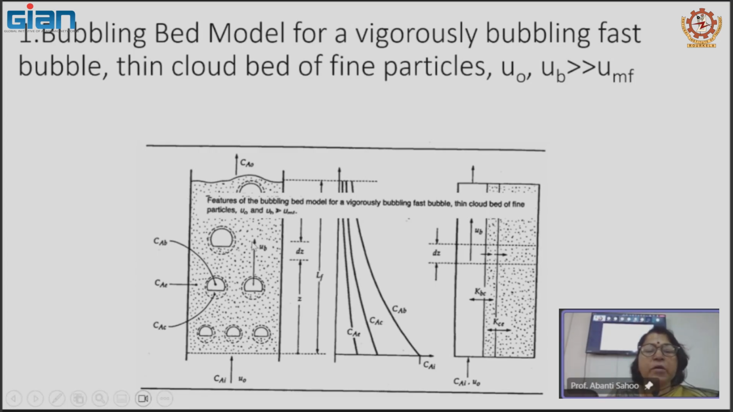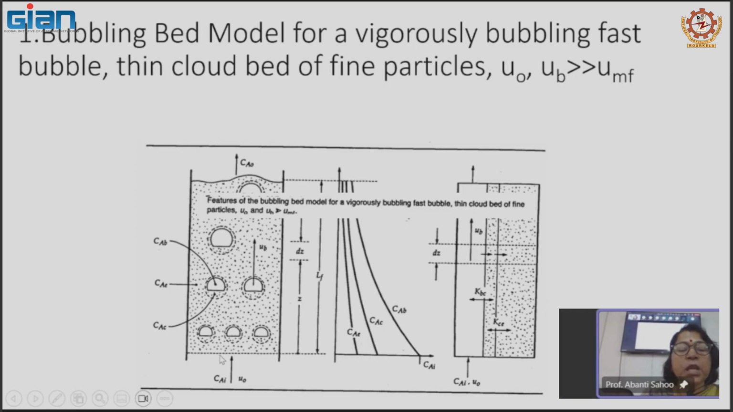When the bed is uniformly fluidized all along, we can say that it is almost entirely the emulsion phase, meaning solids are in the fluid state entirely. In this figure, we can see the bubble phase and the emulsion phase, surrounded by thin clouds. You can see this thin cloud is formed by the gaseous reactant when the gaseous reactant passes through the bed, as you can see here, CAI.